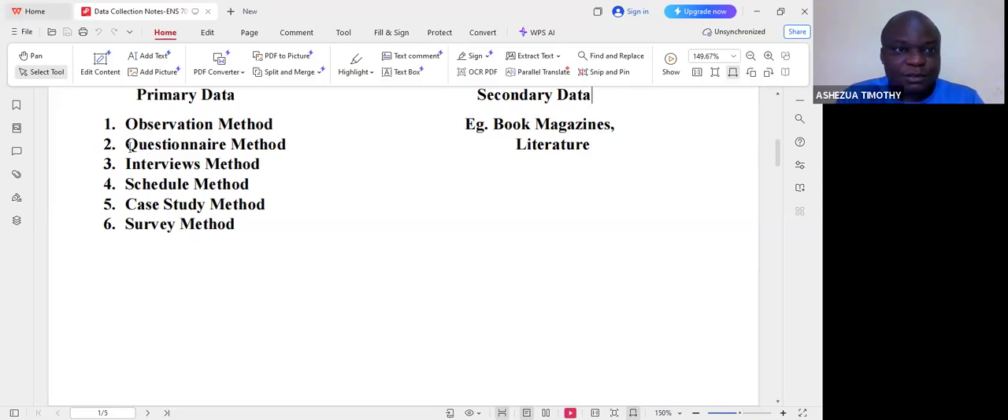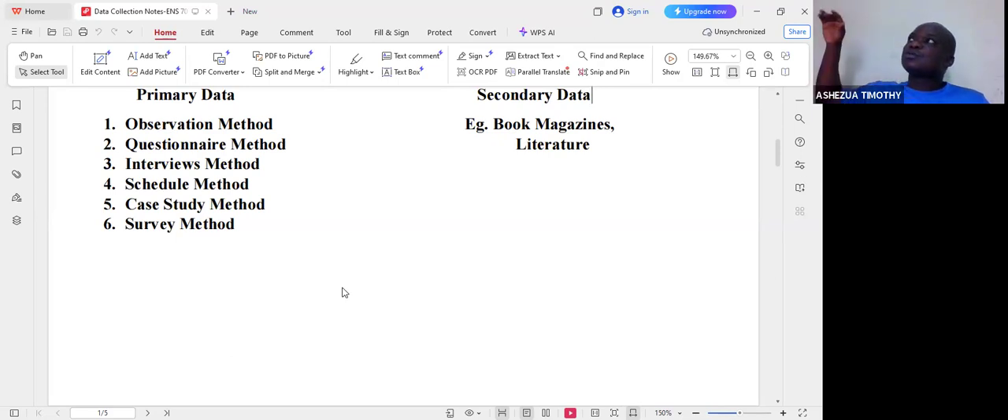Now, questionnaire method. For the questionnaire method, you design some questionnaires. Maybe you want to know how the performance of mathematics looked like in 2025 WAEC.